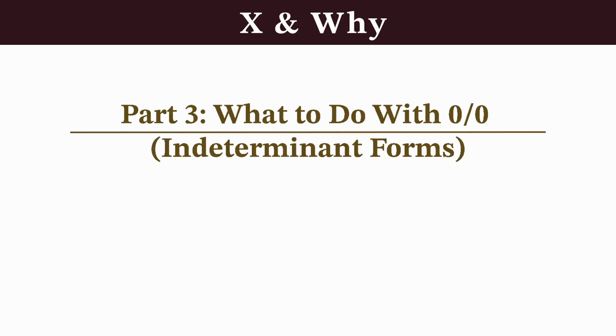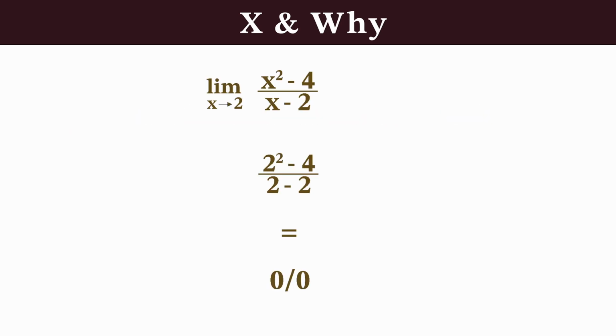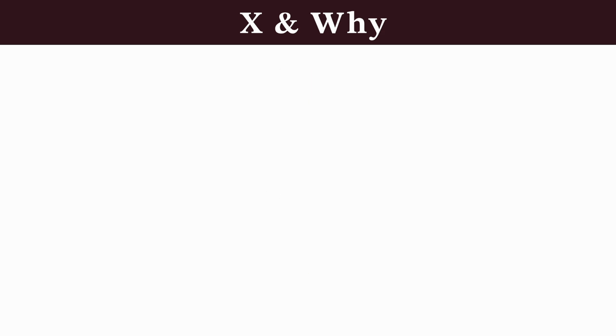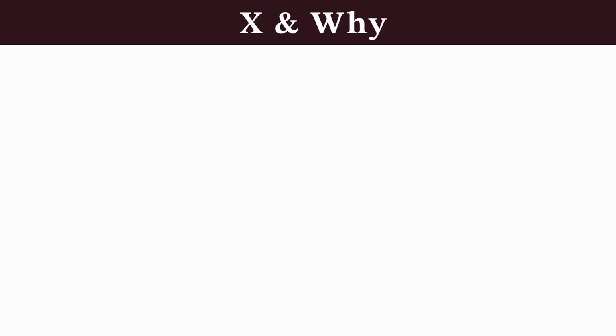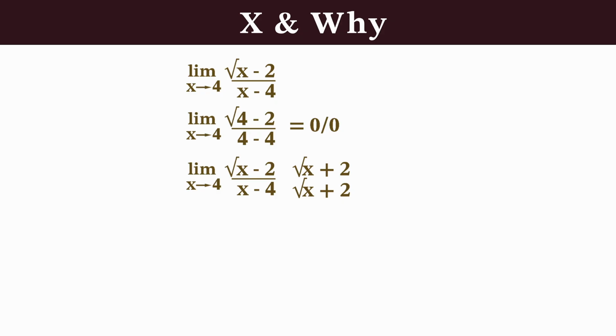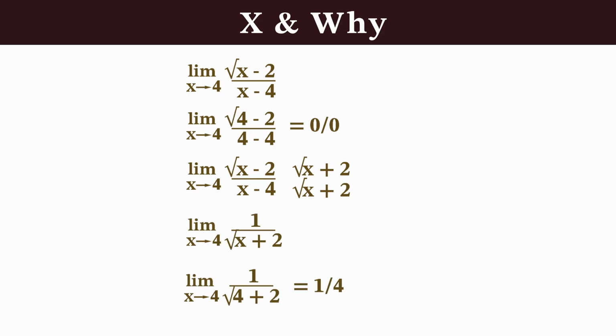Part 3. What to do with 0 over 0, indeterminate forms. When plugging in a value that gives 0 over 0, use strategies like factoring or rationalizing. Example 1. X squared minus 9 over x minus 3. Factor the numerator and cancel terms to evaluate the limit. Example 2. Square root x minus 2 over x minus 4. Multiply by the conjugate to simplify and find the limit.